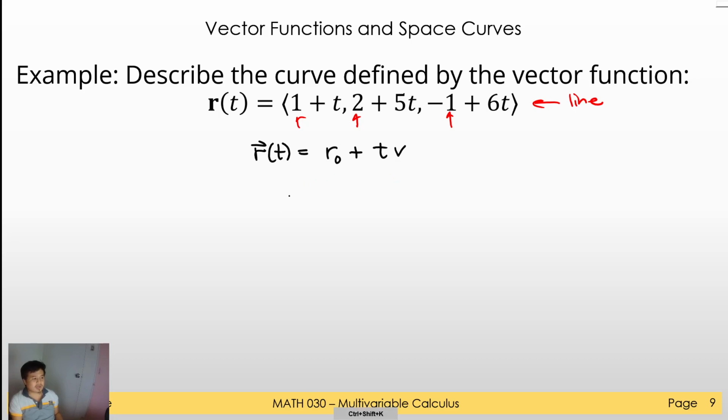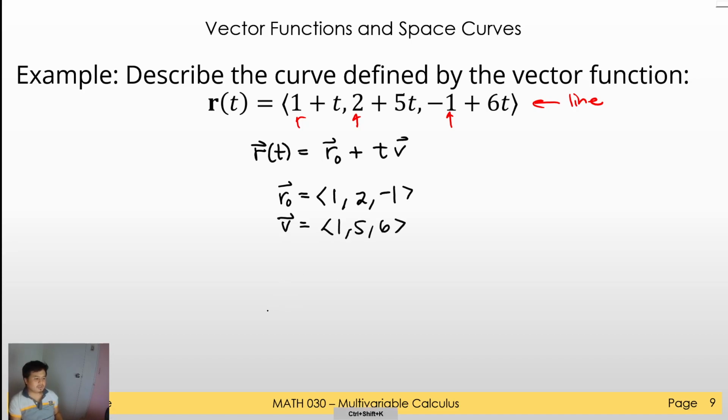So this is your r sub 0. No? So r sub 0 is the vector here. The r sub 0 vector is 1, 2, and negative 1. And then the v vector is the coefficient of t, the coefficient of 5t, and the coefficient of 6t. So we have here 1, 5, and 6.